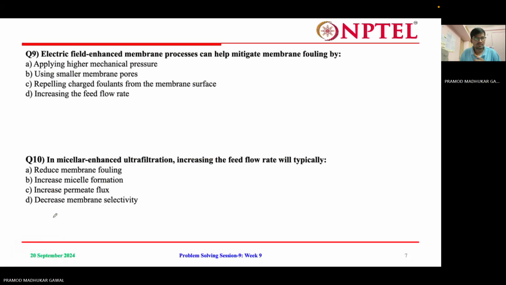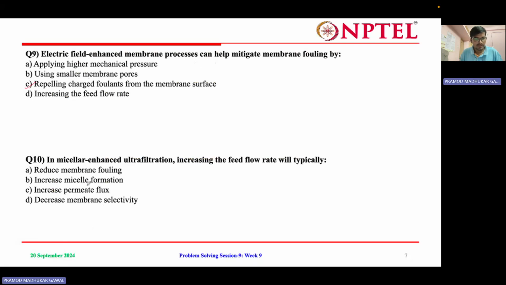Question number 9. Electrical field enhanced membrane process can help mitigate membrane fouling by. Check the options: applying higher mechanical pressure, no; using smaller membrane pores, no; repelling the charged pollutants from the membrane surface. This is possible by applying the electrical field, which can repel the charged particles or pollutants from the membrane surface, reducing the fouling and increasing the longevity of the membrane. Option C is correct.